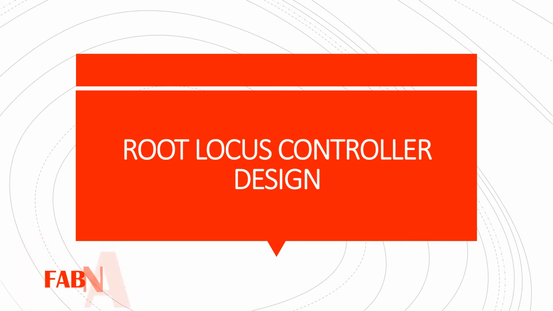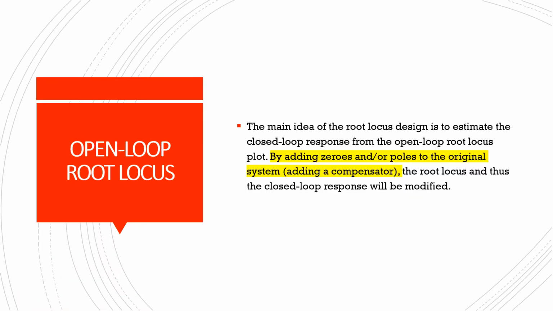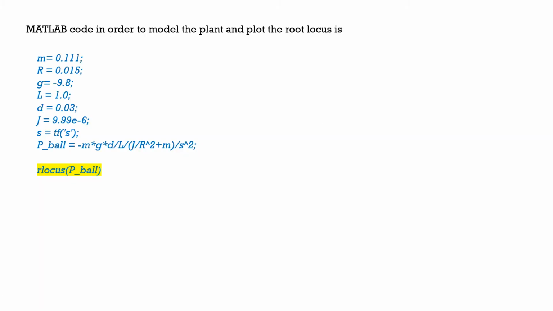The next one is root locus. The main idea of root locus design is to estimate the closed loop response from the open loop root locus plot. By adding zeros and or poles to the original system, by adding a compensator, the root locus and thus the closed loop response will be modified. Let us first view the root locus for the plant in open loop.